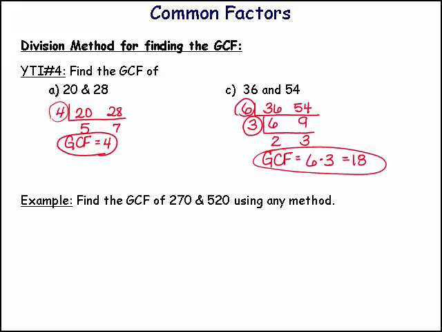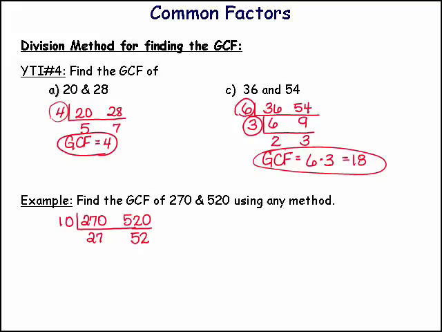Okay, I'm going to use the division method on this. I'm going to go 270 and 520. Factor out whatever is common. Well, what is common between those two numbers? Well, since they both end in a 0, you could definitely factor out a 10. So let's do this. 27 and 52 are what are left over if you divide that out.